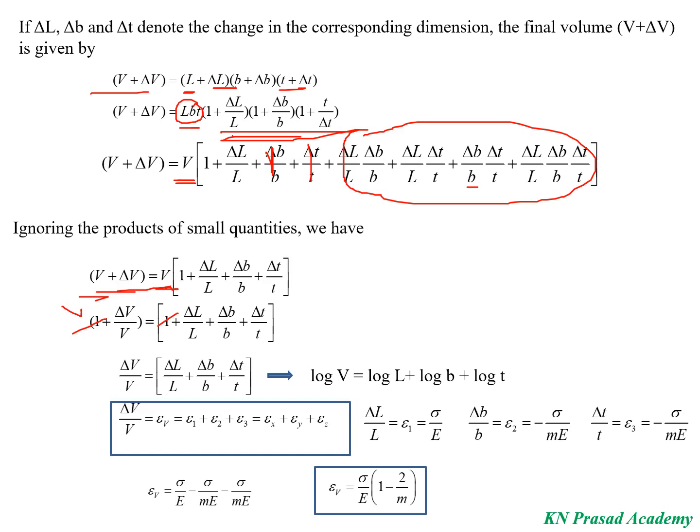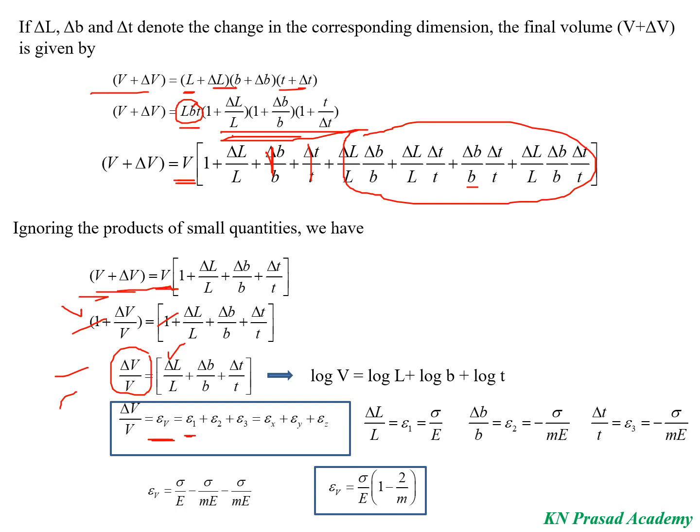So we know that one thing. Delta V by V is nothing but change in volume divided by the original volume. That is volumetric strain, which we represent as epsilon V. Delta L by L is nothing but the strain in the length direction, so that is the longitudinal strain.